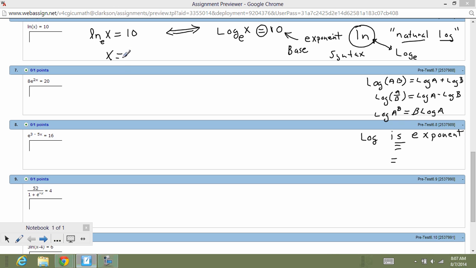If we just convert it to exponential form, what this is saying is that e to the 10th power is x. And that's all we were expecting you to put in the answer space there. x is e to the 10th power. Another way to check that is to take that answer and put the e to the 10 right in here, and we're going to show that that equals 10.